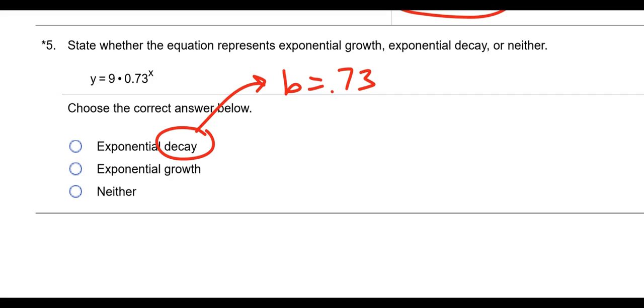Now, I want to talk about this a little bit. You're exactly right. It's 0.73 that you should have focused on, and it is exponential decay. The graph of this would start high, come through the y-axis. Does anybody know the number it would come through the y-axis at? 9. That's true. The y-intercept is 9.